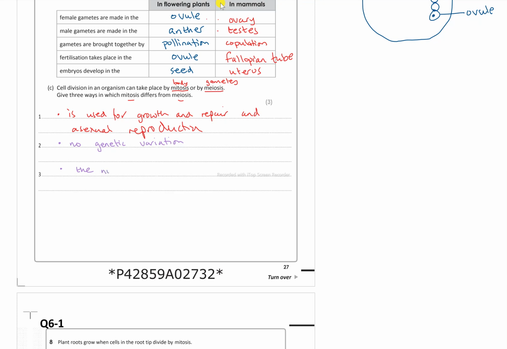Right, the number of chromosomes stays the same. So what happens is you've got a body cell, it's got 46 chromosomes. When it divides, it still has 46 chromosomes.